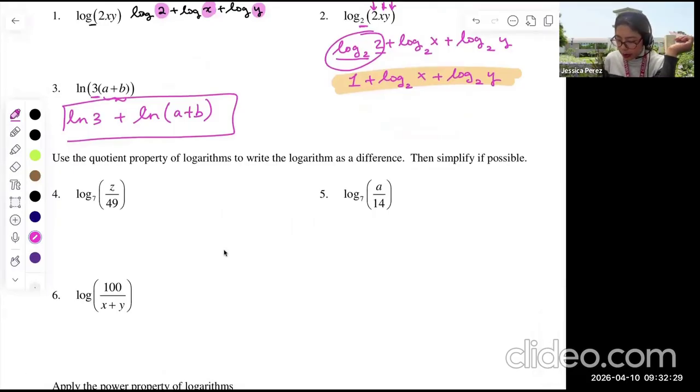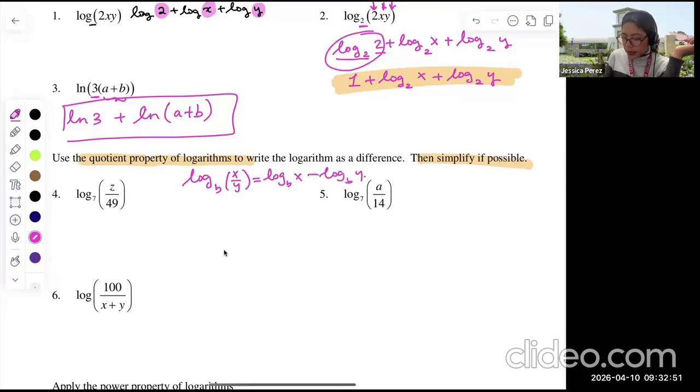Now let's use the quotient property. We want to use the quotient property, and then we want to simplify. So let's get started. I have log base 7 of z over 49. Remember the property says the log base b of x over y will be log base b of x minus log base b of y. So that's what we're going to do here: log base 7 of z minus log base 7 of 49.